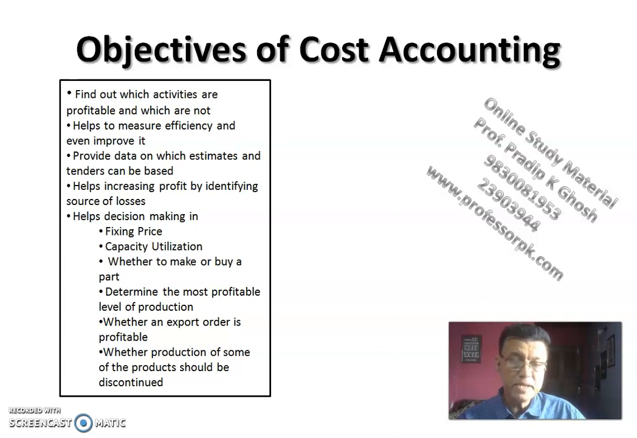It helps decision making in fixing price, in fixing capacity utilization. Sometimes you will see that even lowering the capacity utilization, you can make higher profit. We will shortly give an example. Whether to make or buy a part, maybe you are making a part in-house at a higher cost. It is available at a cheaper price in the outside market. Maybe it will be good for you to outsource one service rather than employing internal employees to provide their service.